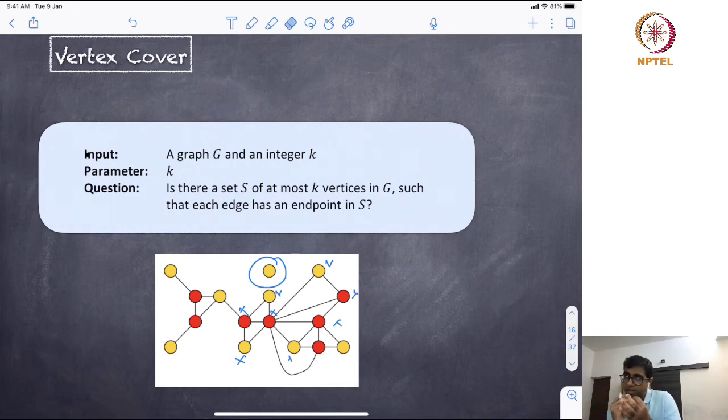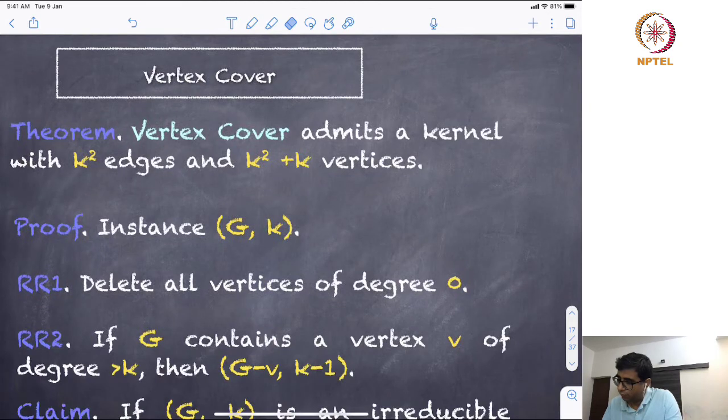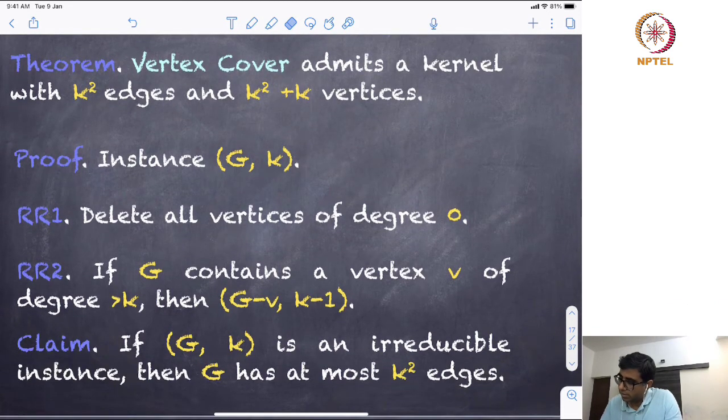Which implies that if there is a vertex of degree strictly greater than k, then this vertex must go into the solution. So again, in the reduced instance, you delete vertex v from the graph and you decrease the parameter by 1. You can prove that these reduction rules are sound. It's the way we proved it for Point Line Cover, because you replace the line with a vertex and the argument would go through.